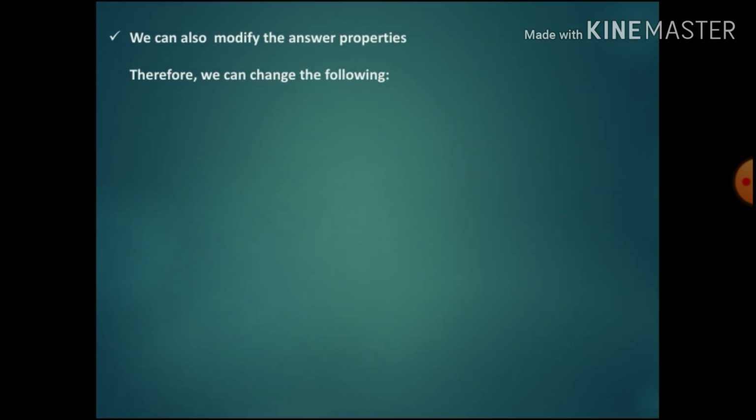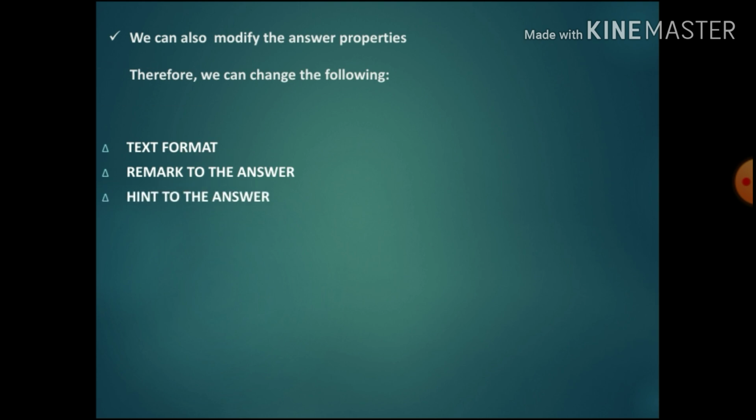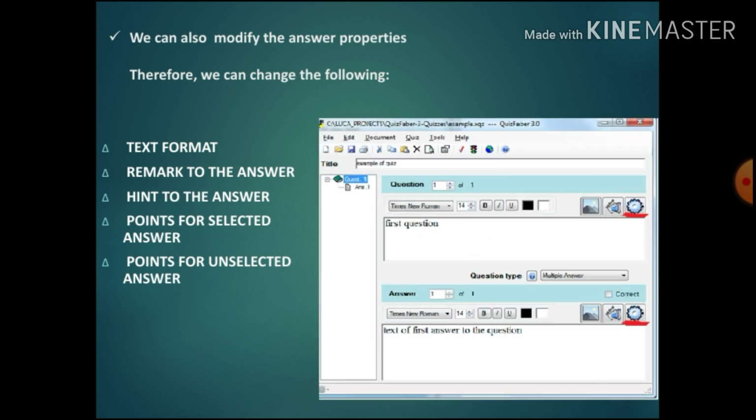In addition to question properties, answer properties can also be modified and adjusted, such as the text format, the remarks to the answer, the hint to the answer, points for selected answer, and points for unselected answer also. This can be done by pressing the push button I underlined with the red color in this picture.